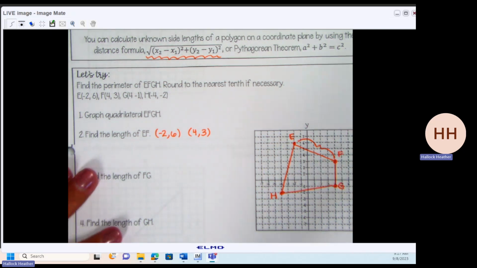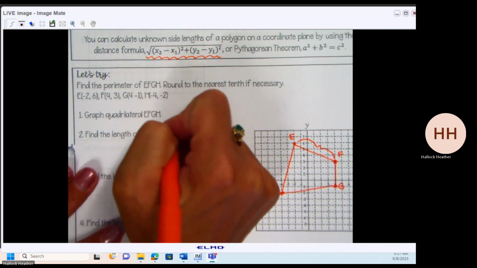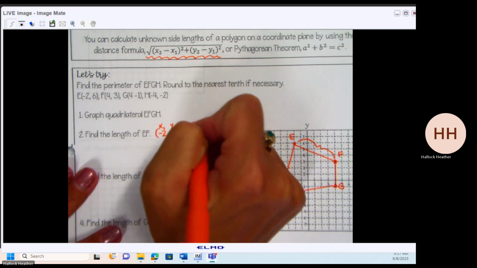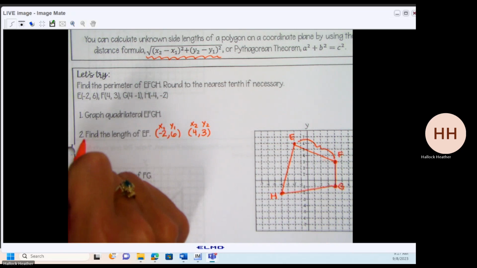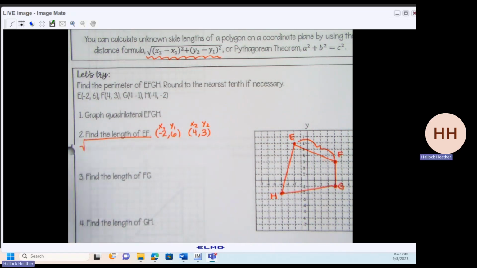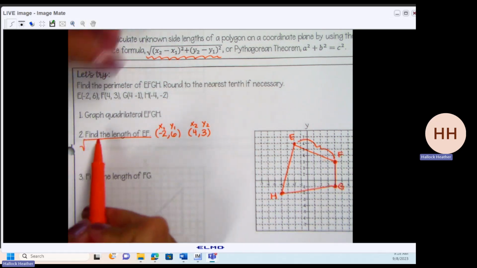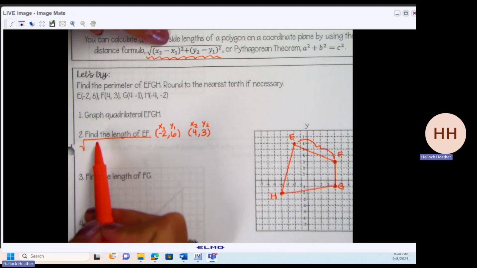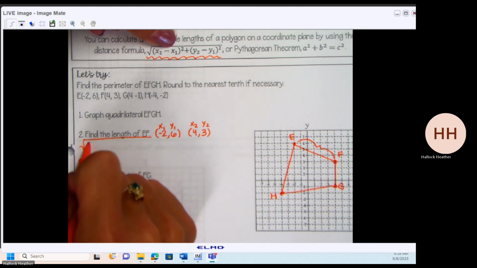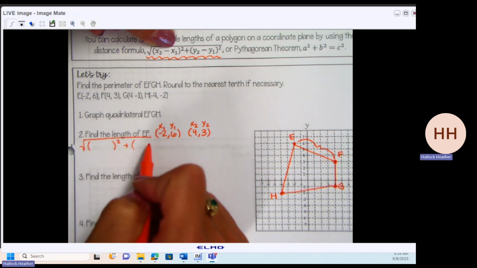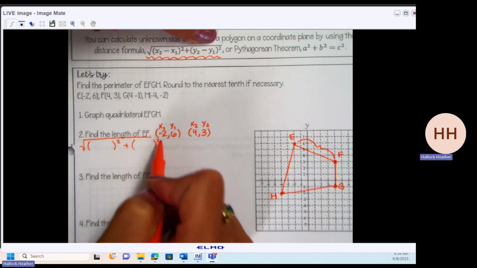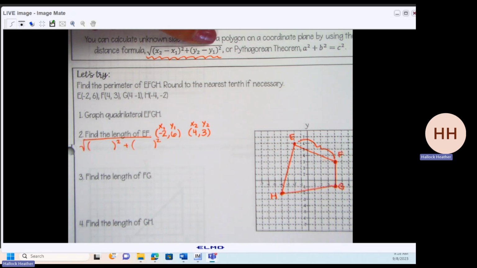So I'm going to label this x1, y1, x2, y2, and I'm going to plug it into my formula. For the first one, I'm going to show every single step. For the next one, I'll show you where you can condense steps. So I have my square root. In the first set of parentheses, I'm going to take my x's and subtract them. In the second set of parentheses, I'm technically taking the y's and subtracting them. So I just set up my little bracket.